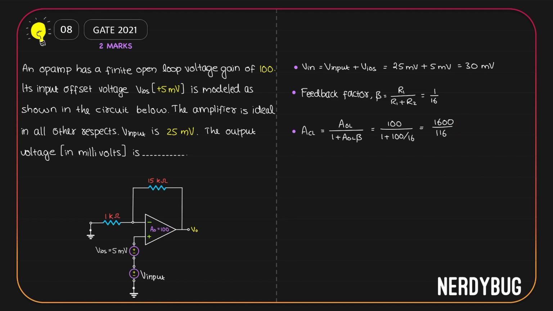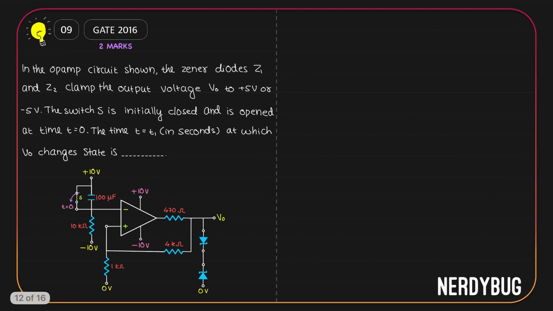We have everything we need. Output voltage will be gain multiplied by the input voltage. Gain is this, input voltage is this. So we get our output to be 413.79 millivolt. Let us see the next problem.